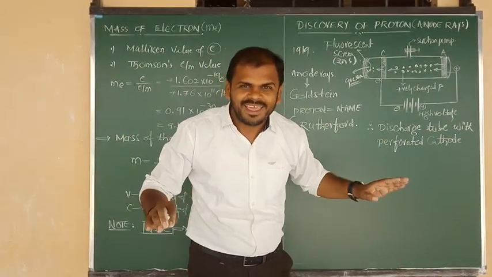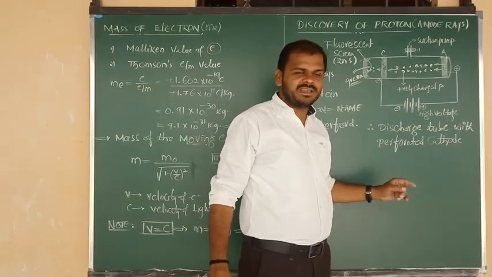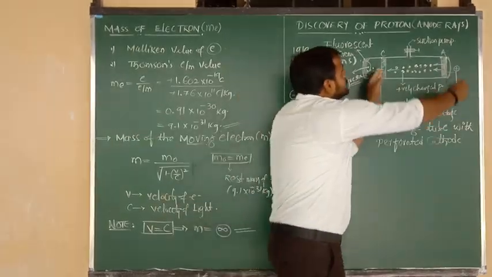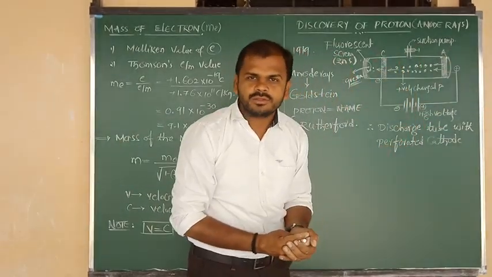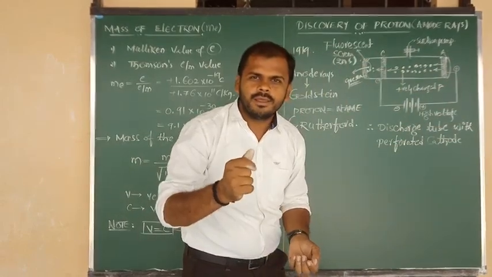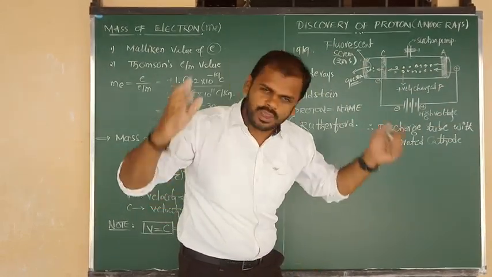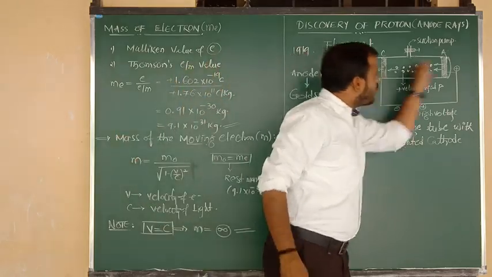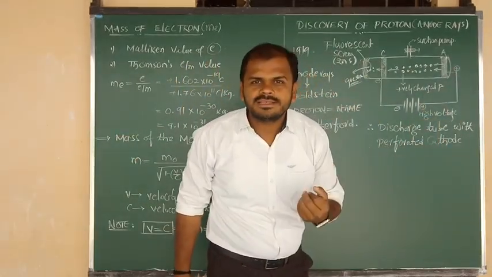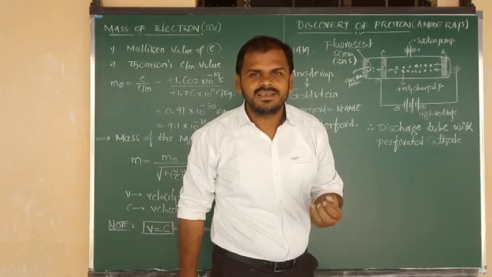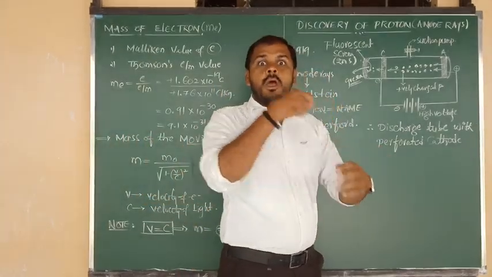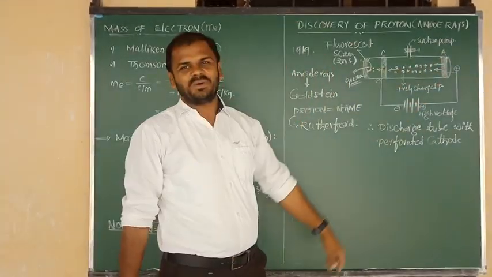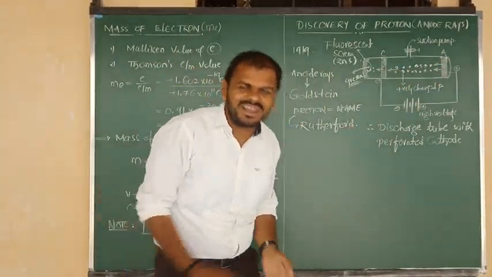When these two oppositely charged poles are connected to the battery, we are applying a very high voltage across the two electrodes, anode and cathode. Automatically the current starts flowing. Nothing but electrons, they will start from cathode to anode. They contain negative charge, and in the opposite direction protons will start from the anode and move towards the cathode. I hope you understand the story clearly.